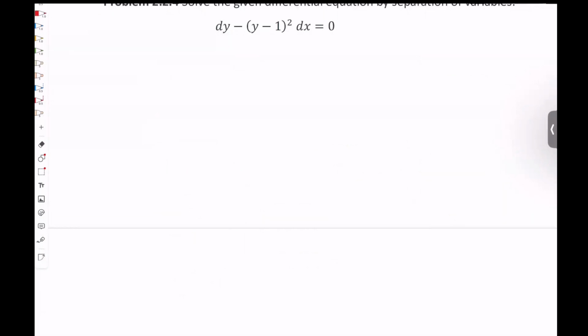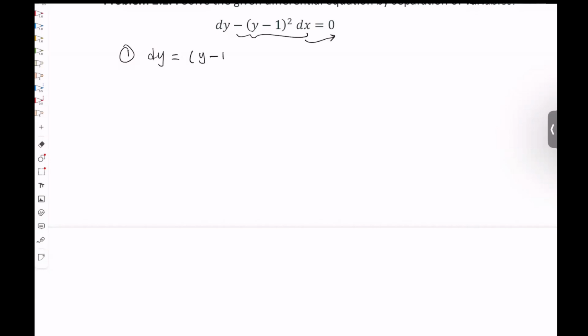Now we have problem 2.2.4. Solve the differential equation by separation of variables. So we need to separate them as step number 1. I'm going to move these x terms to the right hand side. dy equals (y minus 1) squared dx. And then this is the y terms. So we divide: 1 over (y minus 1) squared dy equals dx.